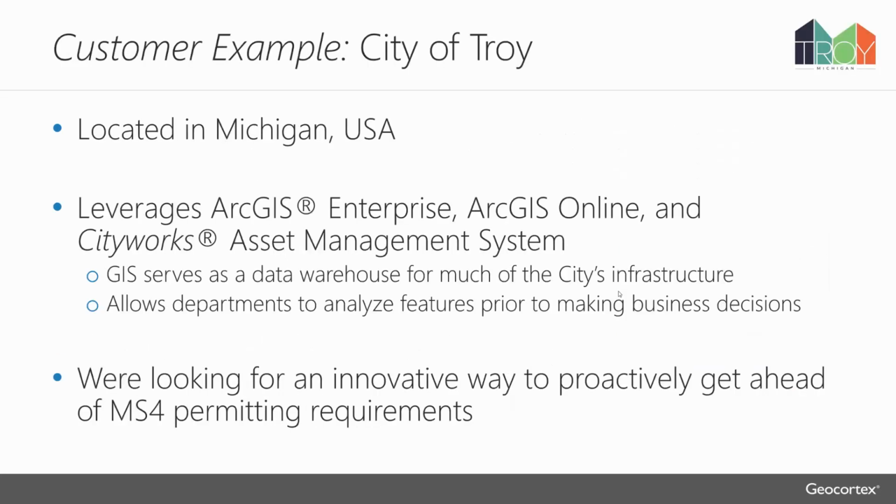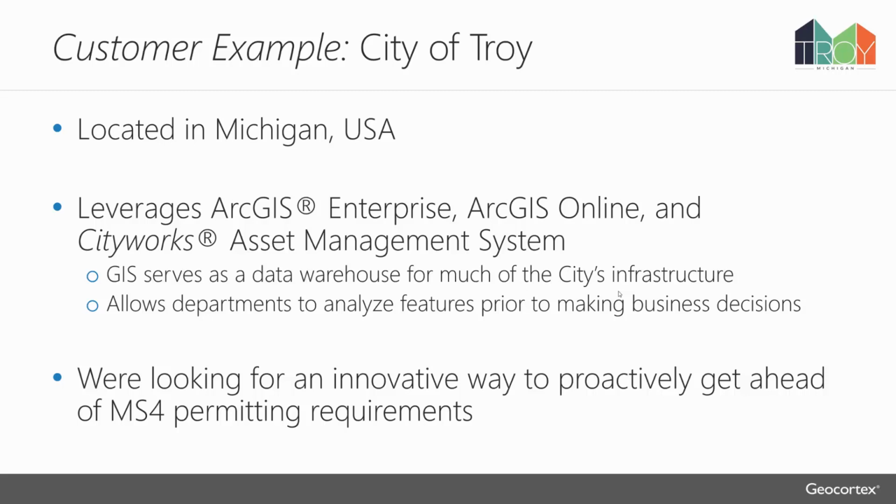And the city of Troy in Michigan are a great example of that. By leveraging ArcGIS Enterprise, ArcGIS Online, and using Cityworks as their asset management system, they've been able to efficiently manage their stormwater assets by using Geocortex Essentials to bridge their WebGIS and asset management system into one single unified application that everyone can access. Having a WebGIS allows staff across the city's departments to analyze their assets prior to making decisions on them within both the office and the field.